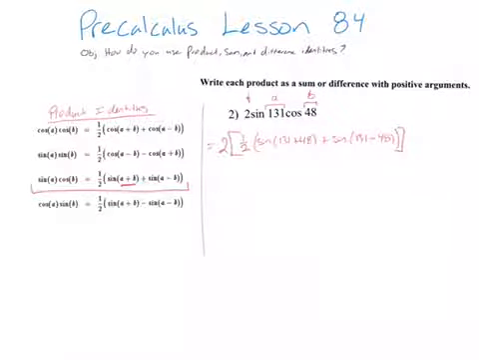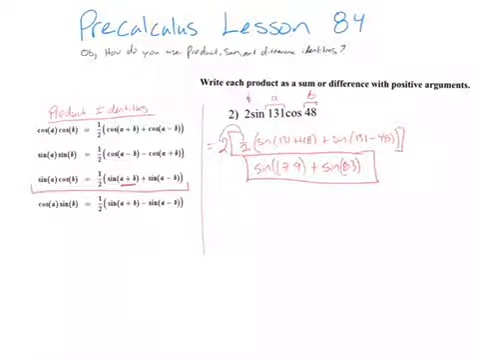So let's see, 131 plus 48 is going to be 179. So sine of 179, plus sine of 83. Now notice if I multiply this 1/2 times the 2 times the 1/2, those just become 1, so it's 1 times all of this. If you want to write it this way, or you don't have to, either way, that's going to be your answer right there.